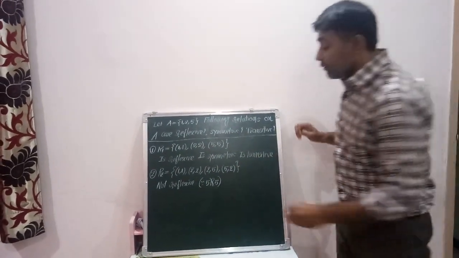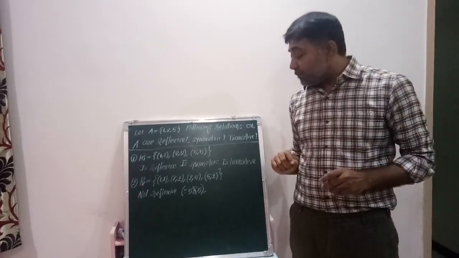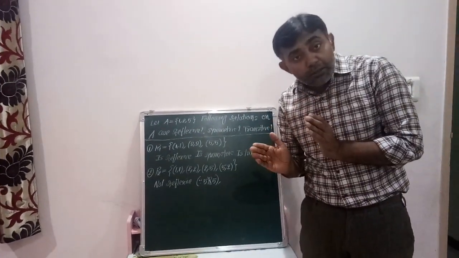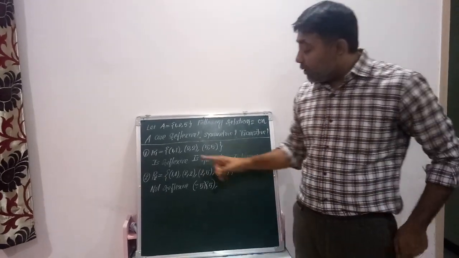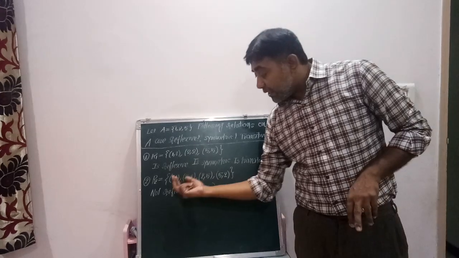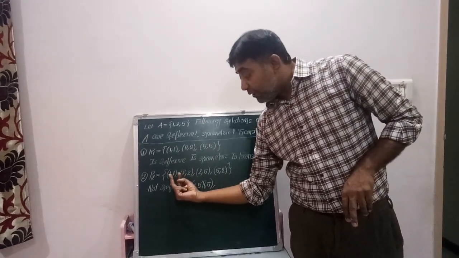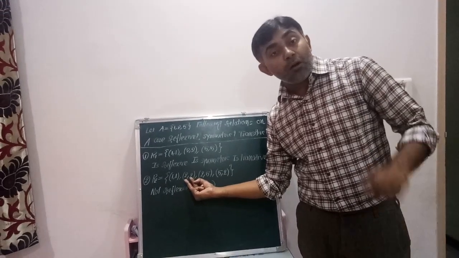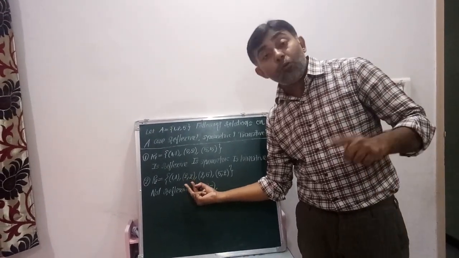So it is not reflexive. What about symmetric? Symmetric means that if A is related to B, then B must be related to A. Now see, 1 is related to 1, and if we interchange this, we again get (1,1). Similarly there is (2,2); if we interchange the order, we again get (2,2).